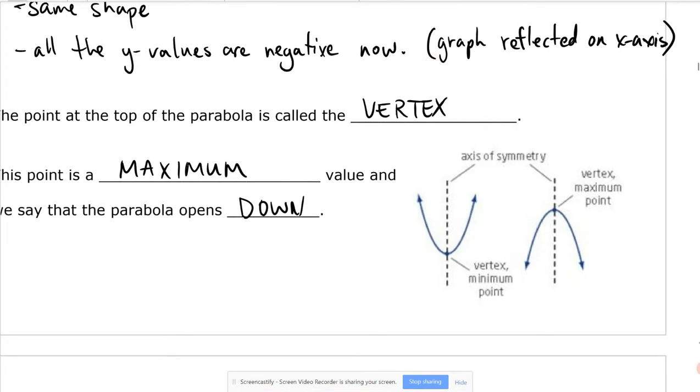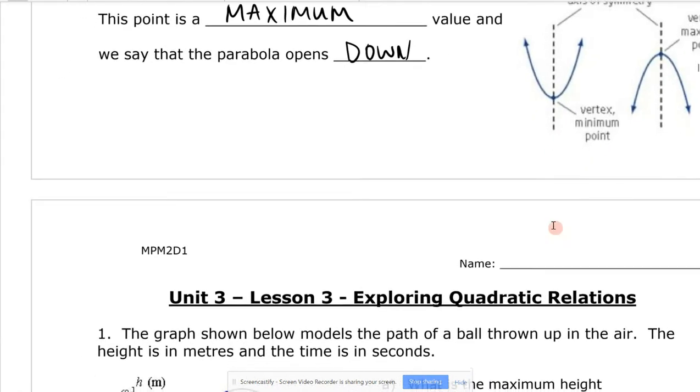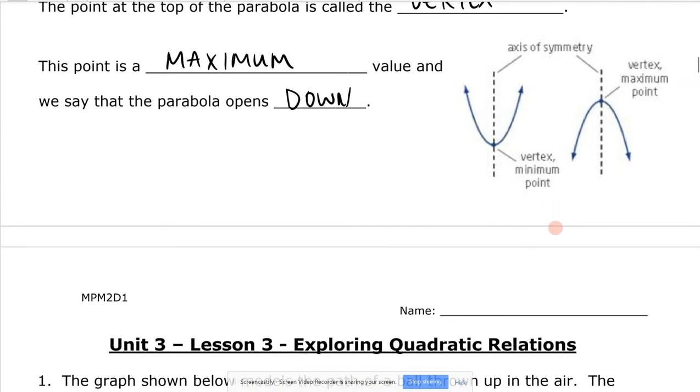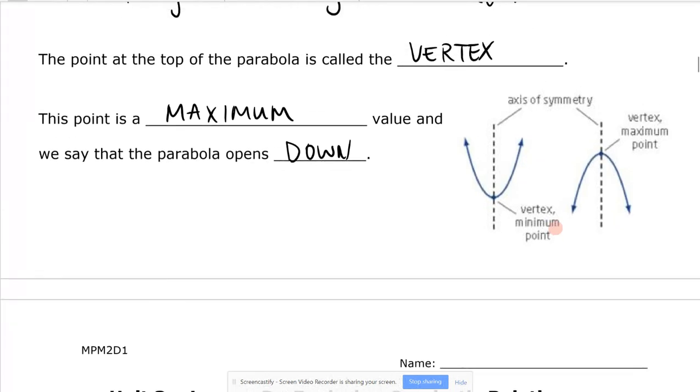So another diagram here: the axis of symmetry, a dotted line, cuts through the vertex. You have a graph opening up, and this one has the graph opening down. And that's the basic introduction to the parabola. And that ends this video.